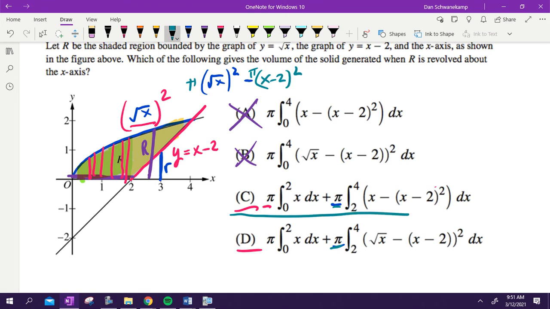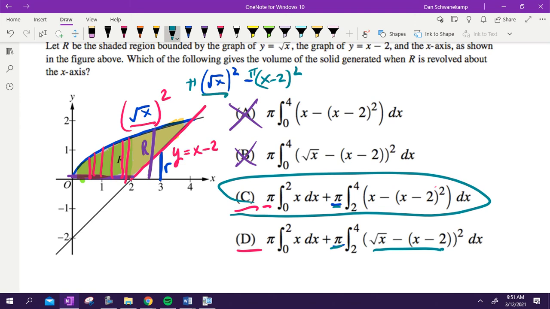It is C. Because if you look at D, they just took both things and they squared it. The square is in the wrong spot. We need to square each thing individually. Square root of x squared would just get me x, and then that thing squared, that's what I have there.